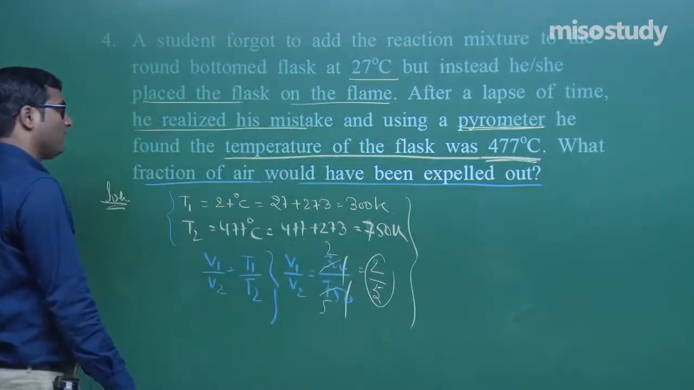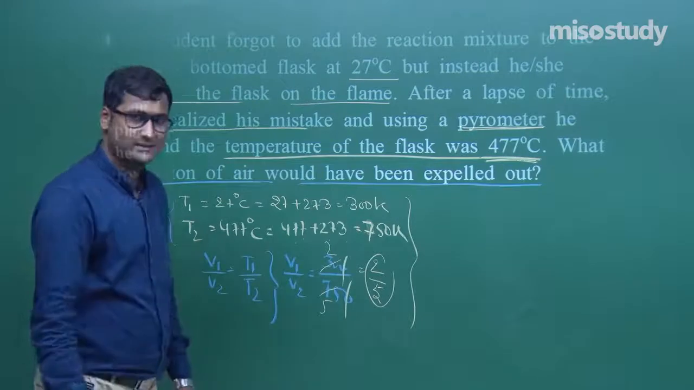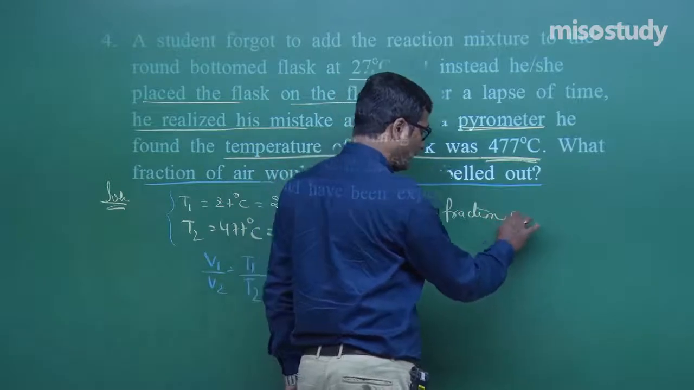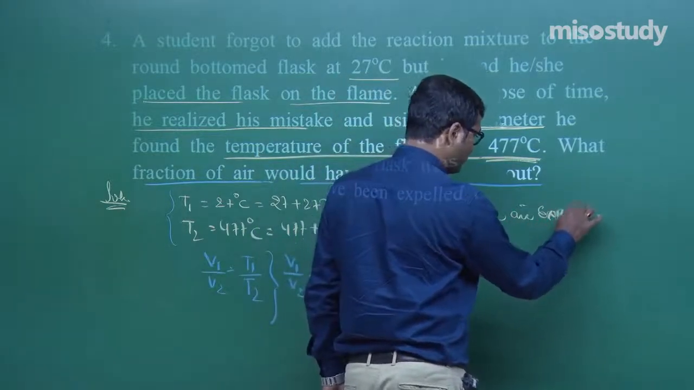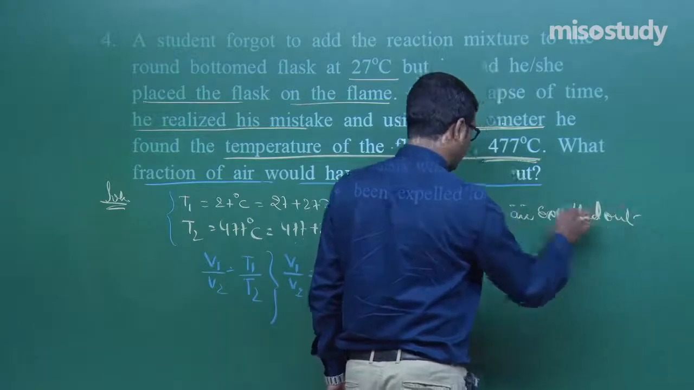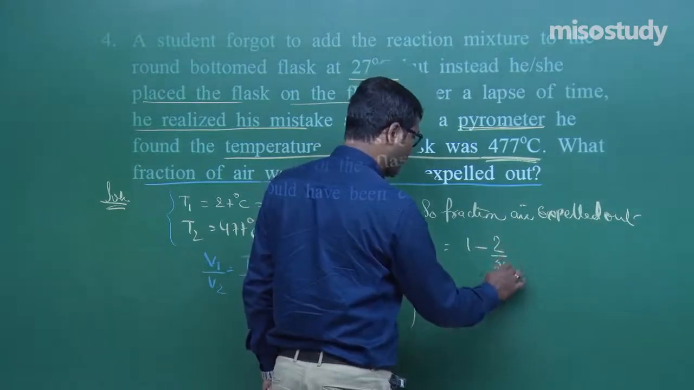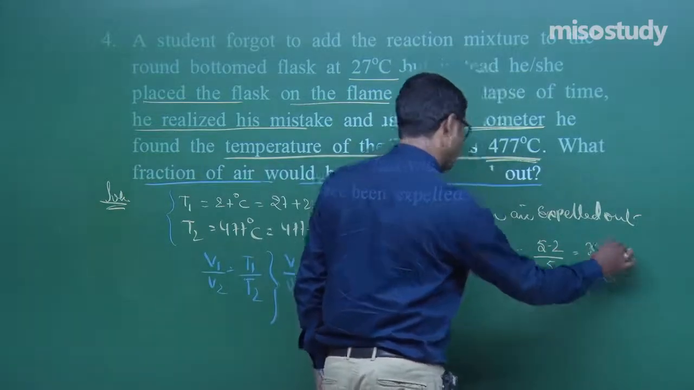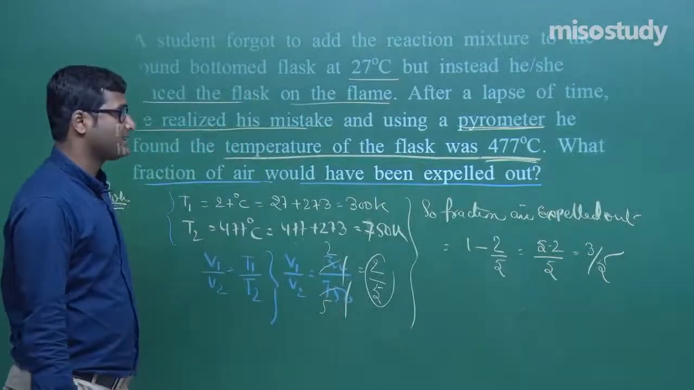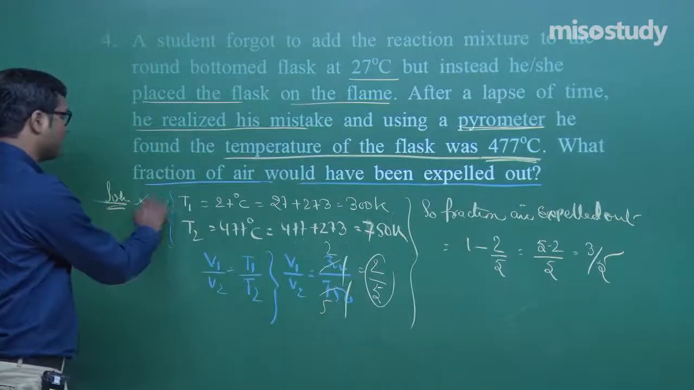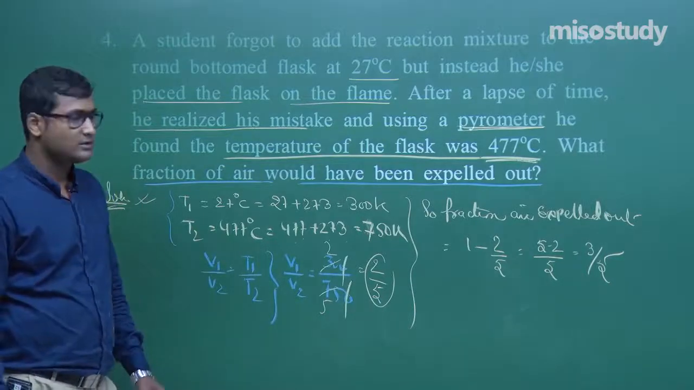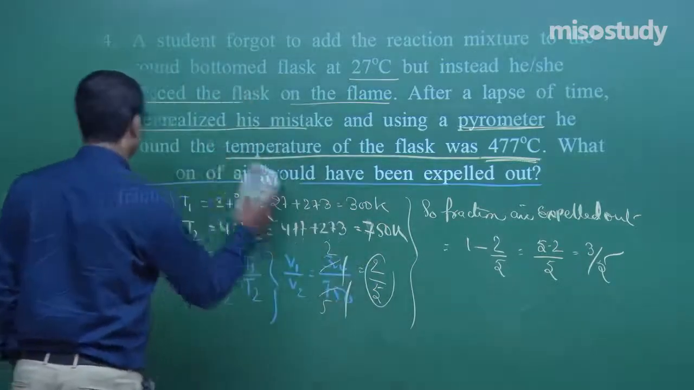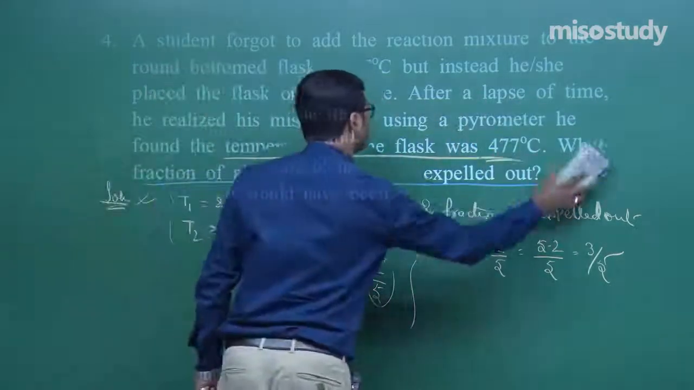So what is given here, what fraction of air would have been expelled out. So the fraction of air expelled out is equal to 1 minus 2 by 5, that is 5 minus 2 by 5, that is, my friend, 3 by 5. So the fraction of air expelled out is 3 by 5. It's very simple and you can easily solve such kind of question. These all questions are from the NCERT book. As I told you earlier, the NCERT book is one of the best books for solving the problems.